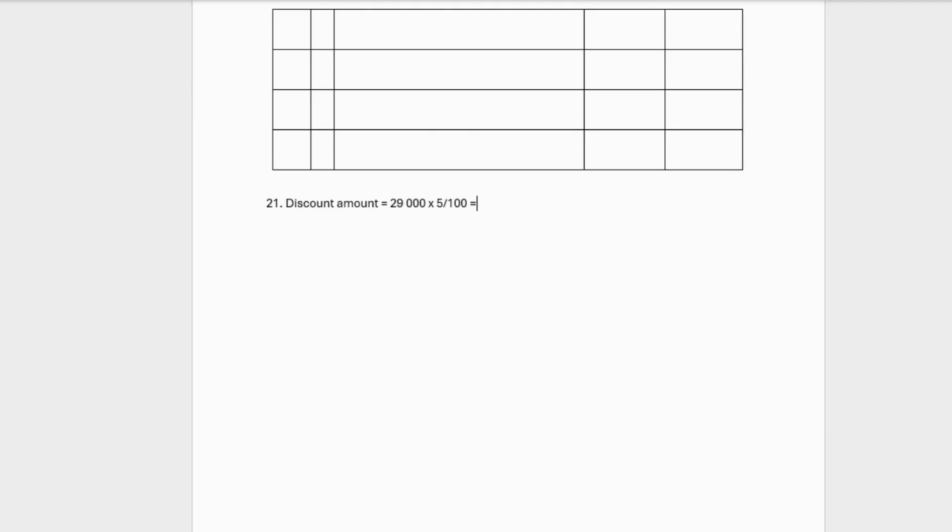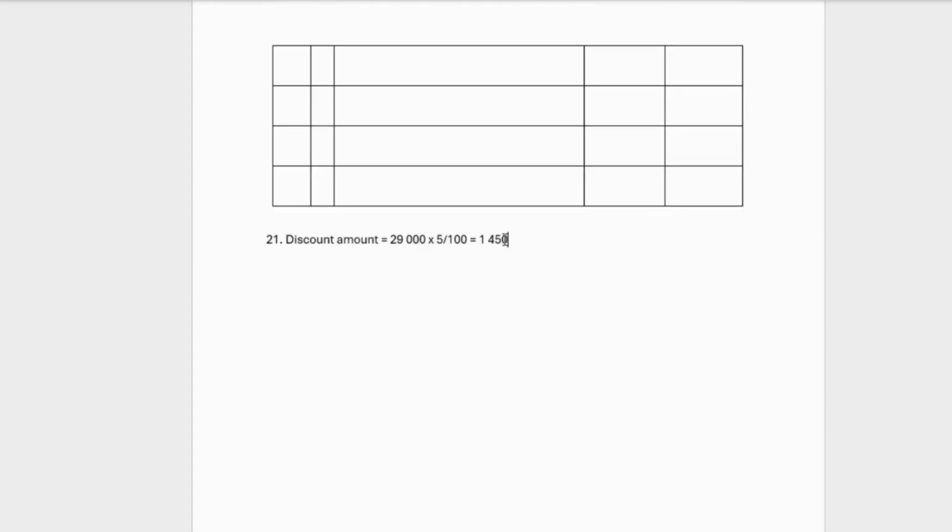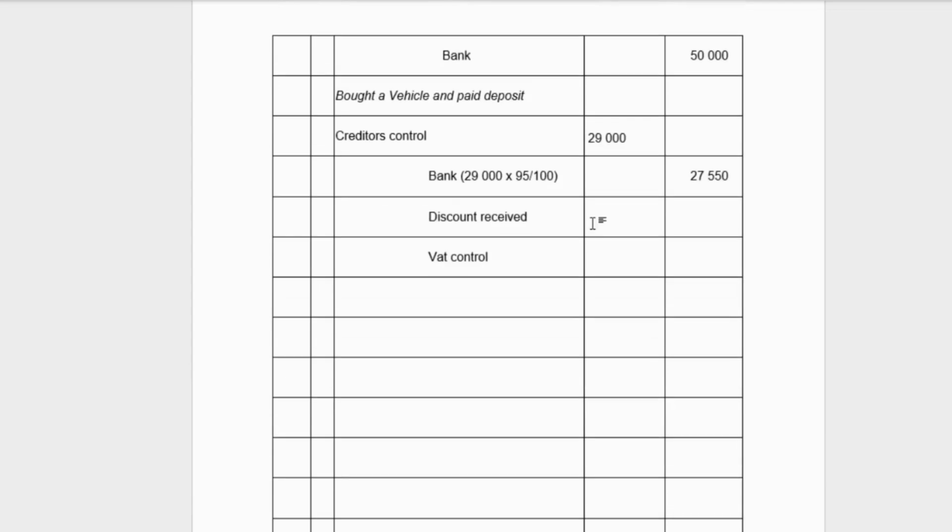So it's going to be 29,000 multiplied by 5 out of 100. So I am getting 1,450. Now this 1,450 includes VAT. We need to record the discount without VAT, right? So when we record the discount without VAT, it means we have to open brackets and do that calculation, right?